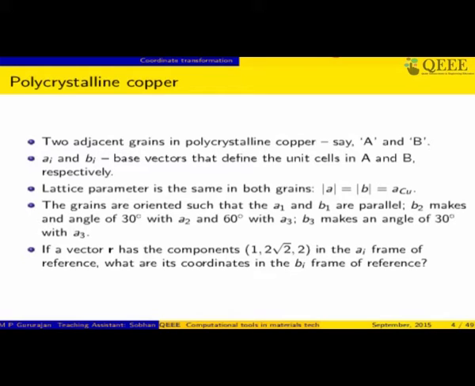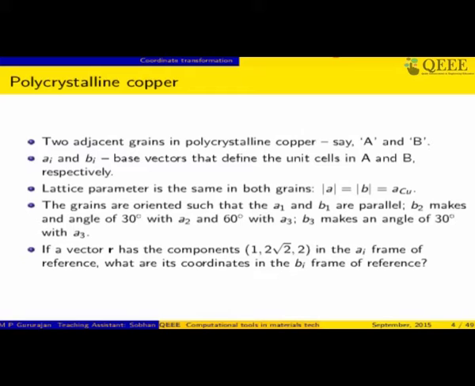Now, if you have a vector R which has components 1, 2, root 2 and 2 in the A frame of reference, we want to know what its coordinates are in the B frame of reference. These kinds of computations become very important because we might have different grains, and sometimes these could even be different crystal structures. For example, A and B could have different lattice parameters. So many different possibilities are there, but we will consider the simplest case where both have the same lattice parameter, but the orientation of one with respect to the other is different.